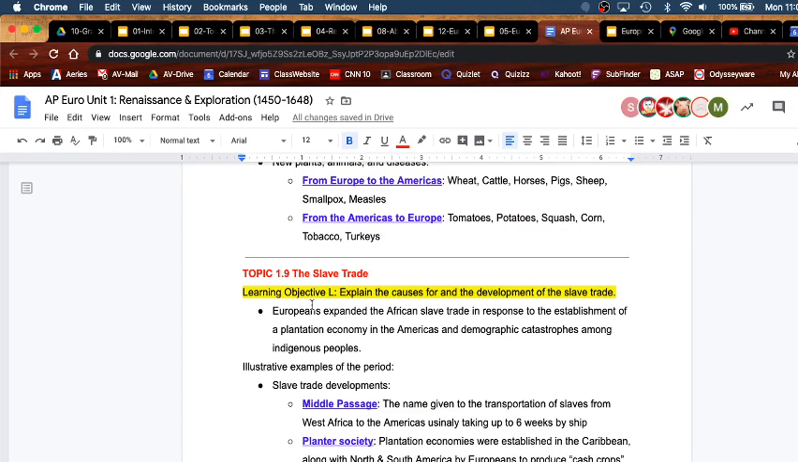And this learning objective L for topic 1.9 says, explain the causes for and the development of the slave trade. So we always have to ask that question, why? Why were slaves being used? And why was slavery particularly coming from Africa? Has there ever been a time where white Europeans enslaved other white people? And the answer is yes.